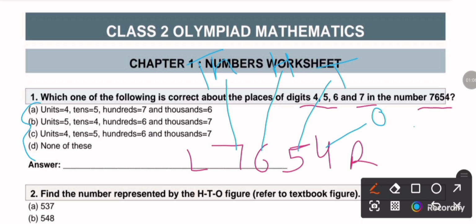See the options. Option 1, units 4. 4 is present at 1's place, right? 5 is present at 10's place. Go through to next. 7 is present at 100's place, but in the answer 6 is present at 100's place. Next, 6 is present at 1000's place, but in this answer 7 is present at 1000's place. So this is the wrong option.